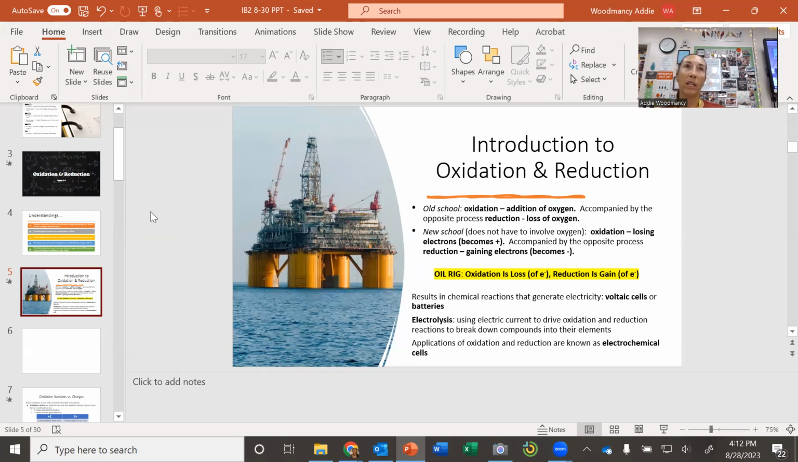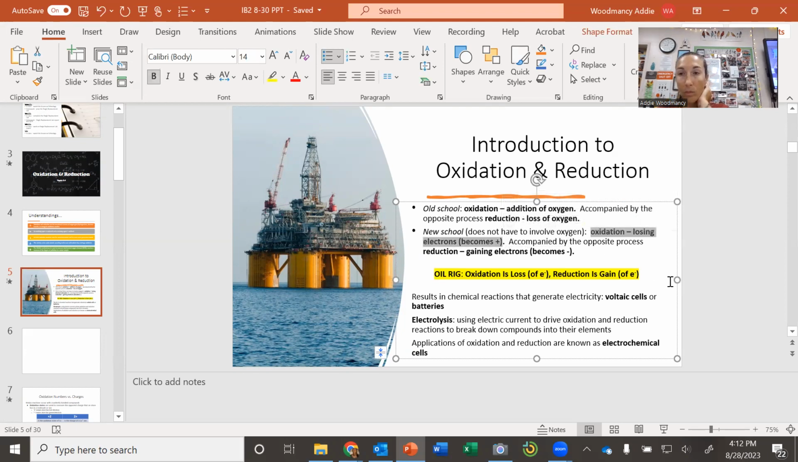But like with our understanding of acids and bases, this definition could not be applied to every chemical reaction because not every chemical reaction includes oxygen. So we've since changed the definition to not involve oxygen at all. Oxidation is actually when something loses an electron. And when something loses an electron, it's losing a negative, so it becomes positive. And when we say reduction now, we're looking at something that gains electrons, which means it becomes negative.